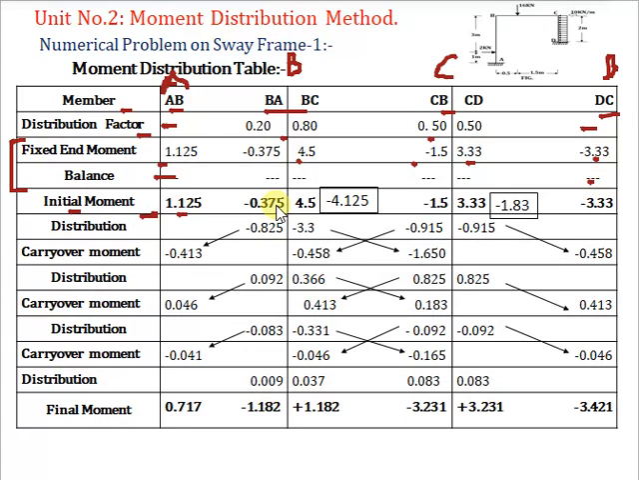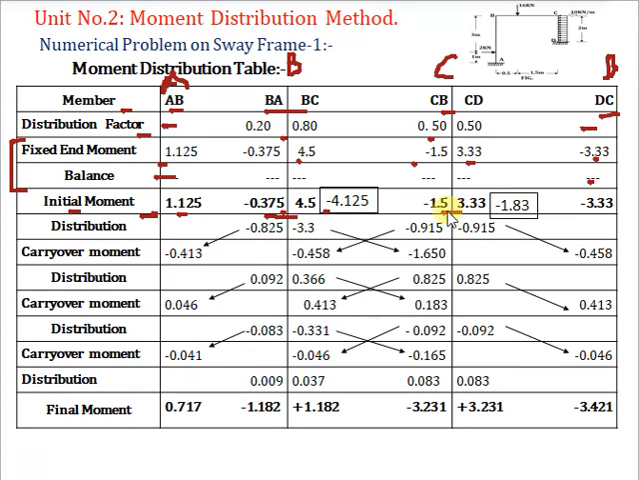Now see the internal joints B and C. At internal joint B, to maintain equilibrium, the moment coming from the connecting members over joint B should be equal to 0. If we add minus 0.375 plus 4.5, it comes out to plus 4.125. That means we have to apply the correction minus 4.125.